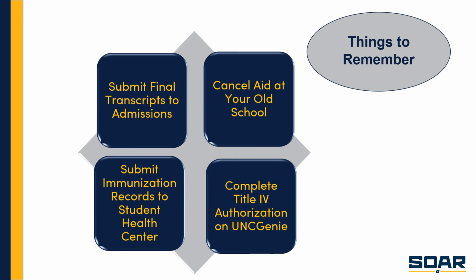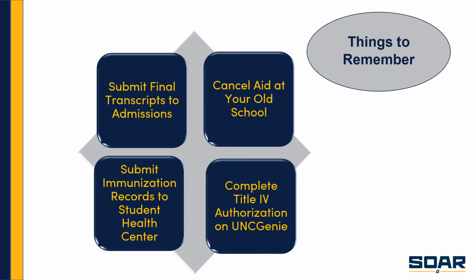There are several other things that you need to keep in mind. Make sure that you have submitted your final transcripts to the admissions office. They are necessary in order to complete your admissions file. Be sure to cancel your aid at your old school. That's really important for students who are getting a federal Pell Grant. Those funds cannot be paid at two different schools in the same semester.